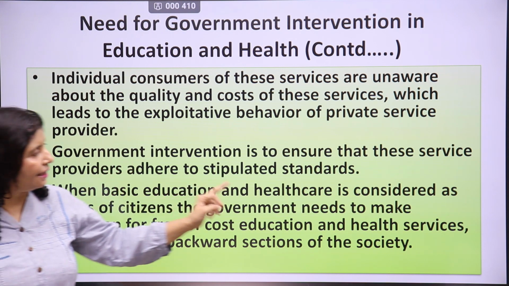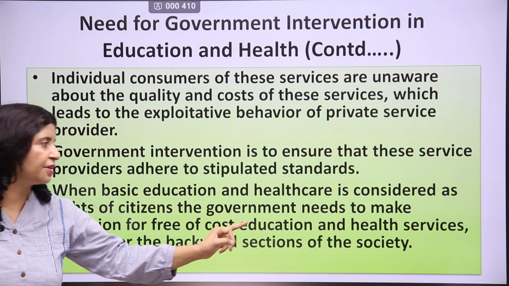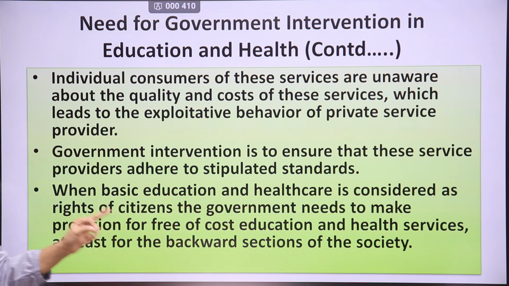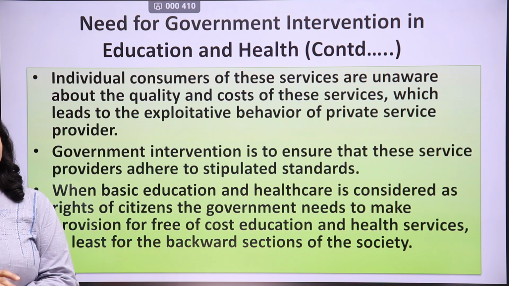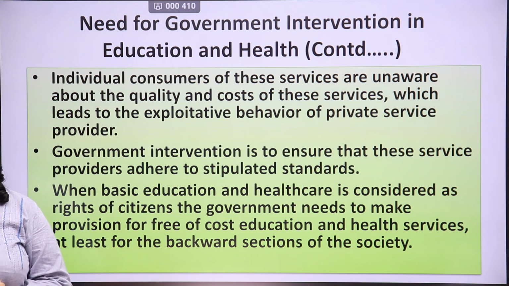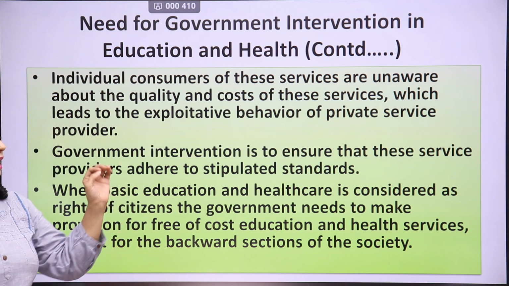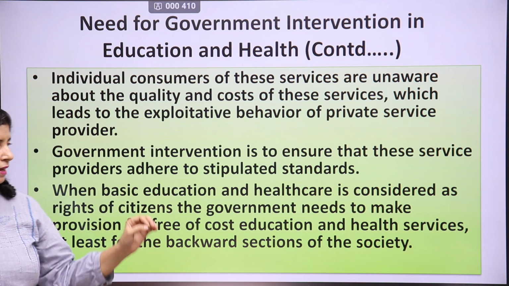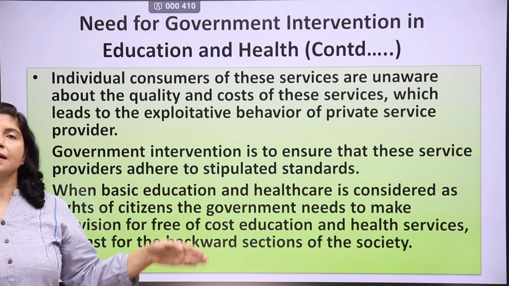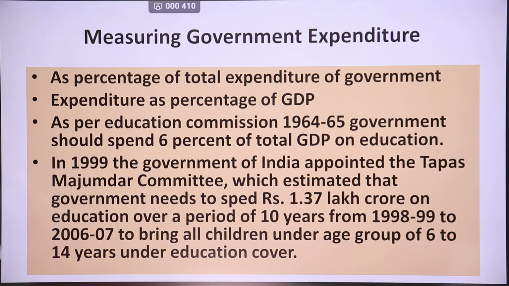When basic education and healthcare are considered rights of citizens, the government needs to make provision for free-of-cost education and health services, at least for the backward sections of society. Still, India is not an advanced nation. A large number of people in India are poor. They belong to backward sections of society. So what happens over here? India promised, it is in the directive principles of state policy, and the right to education and health is your right in India. So India provides basic education free of cost, and that is the very reason that the government intervenes in education provision.